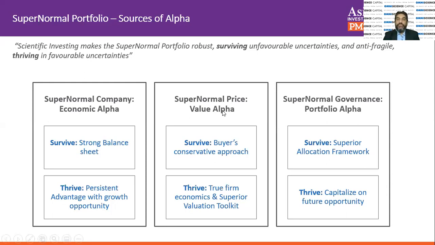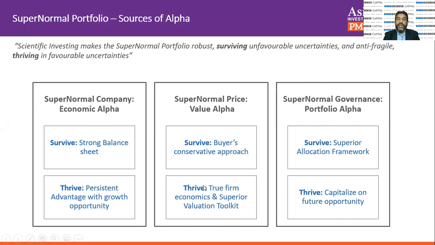Supernormal prices, value alpha. Value alpha, again, from you as an investor: how will you survive if you are buying at a discount to intrinsic value? That's a conservative approach, and more of your capital is likely to be safeguarded. Why it thrives is if you are able to get the true economics of the firm. If you have a deep understanding of business models, you can extract the true economics of a firm, which today are not clear. Just looking at the net income or EBIT is not going to tell you the true economics. There are companies which are reinvesting for growth, and some companies are showing higher profits by using, let's say, less depreciation or whatever.